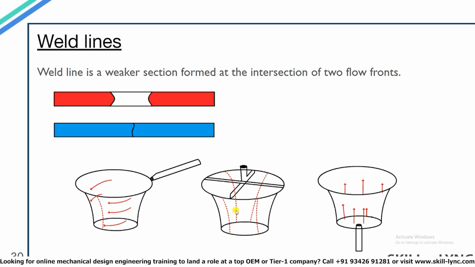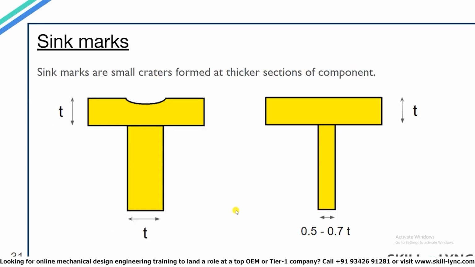In case 3, you can see that the position of the gate was changed such that no weld lines would be formed. So as far as the strength of the component is considered, case 3 provides the best flow of material in the cavity. However, due to customer requirements, it might not always be possible to give the gate point in that location. Now we will look at the sink marks.